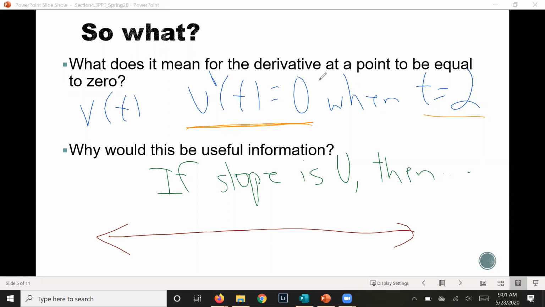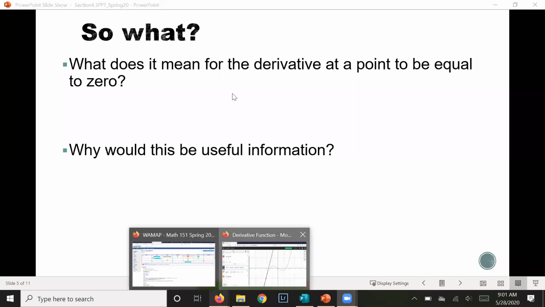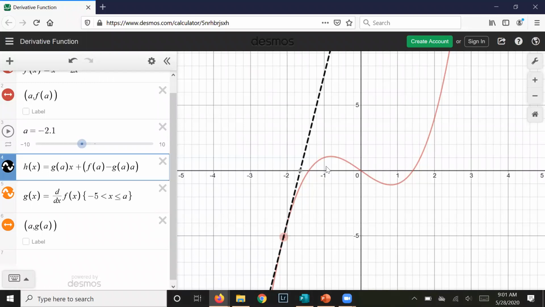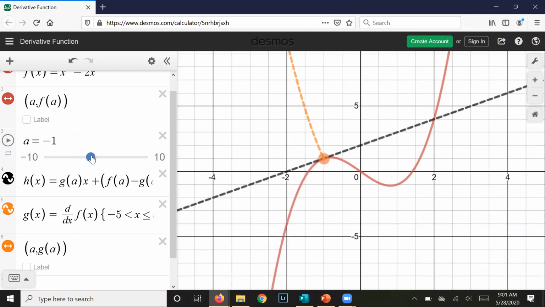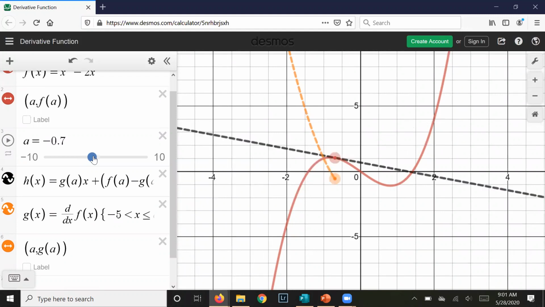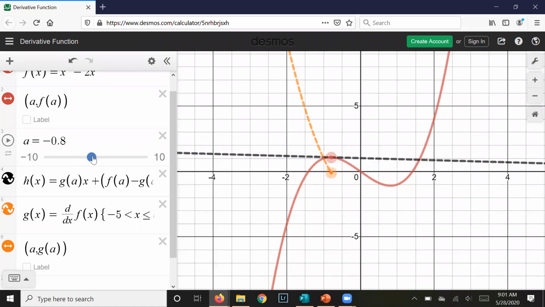Take a look at this animation. You may remember it from earlier in the quarter. Notice I have this red function here, f of x, and this dotted line is the tangent line. As I slide the slider, let's see if we can find some points where the slope of the tangent line is equal to 0. So not here, not here, not here, but right about there, a little bit off, the slope of the tangent line equals 0.